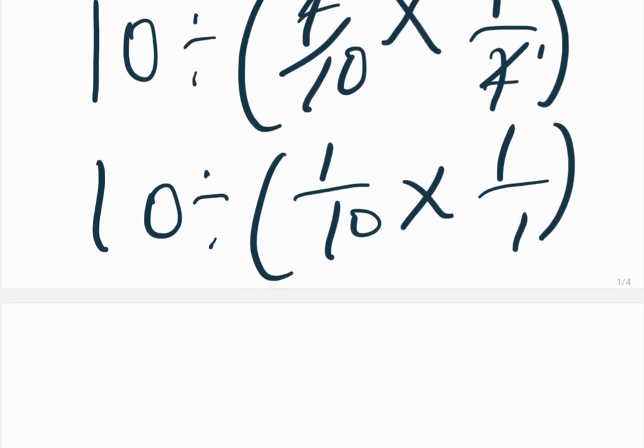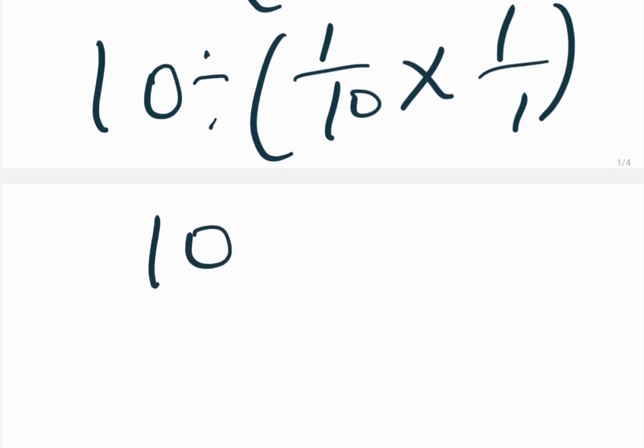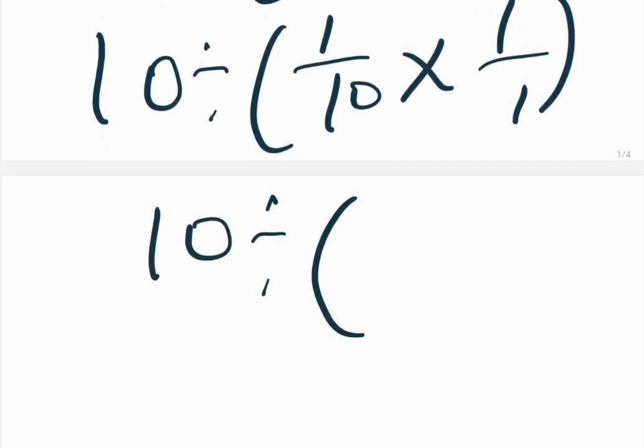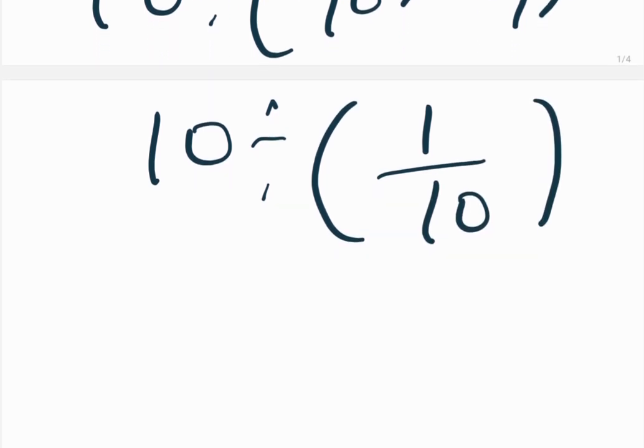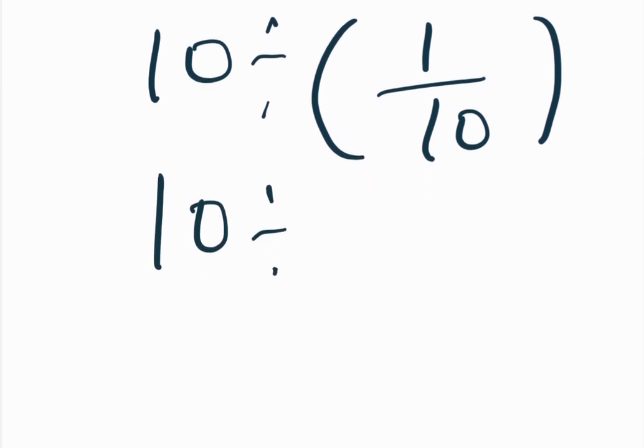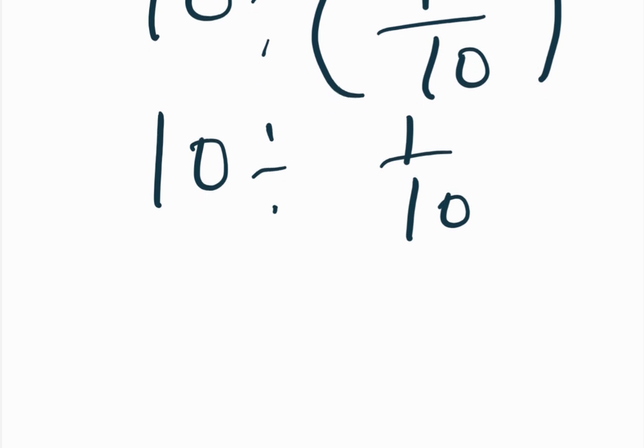right? So what we're going to do right here, I'm going to have 10 divided by, open a bracket. I have 1 times 1, we have what? 1. Then 1 times 10, we have what? 10. Close the bracket, right? So in this case, I still have this 10 divided by, so remove the bracket right there. So here, you're going to have 1 over 10, right?